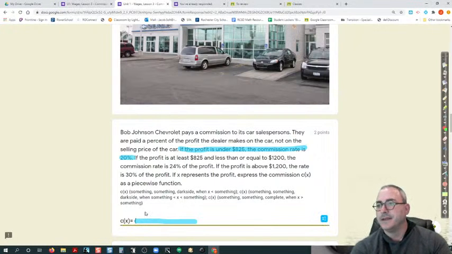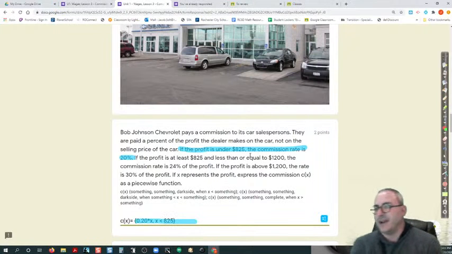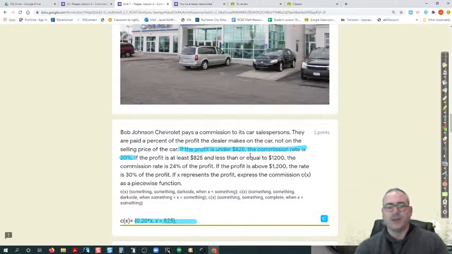All right. I'm going to convert this into a decimal. So 0.20, my 20%, multiplied by x, right? Times x. And then I'm going to put in a comma or a semicolon. Yes, put in a comma. And then I want to state this when the profit is under 825. So when x is less than 825, all right? Then what you do is close that bracket.